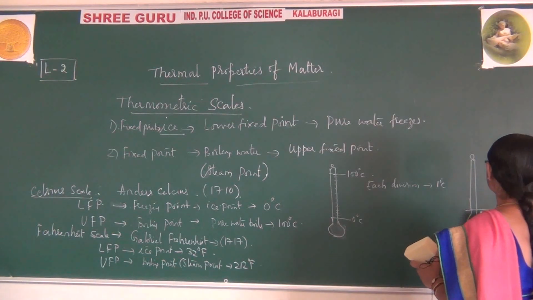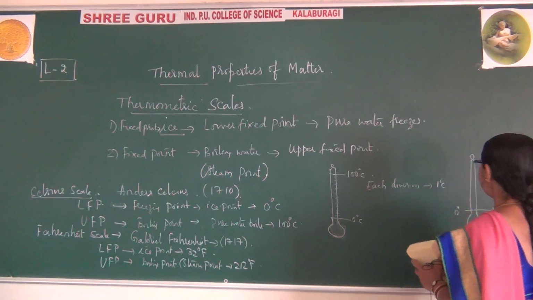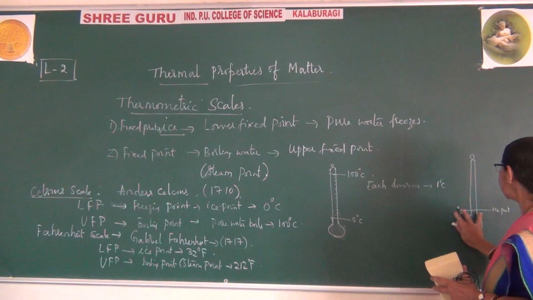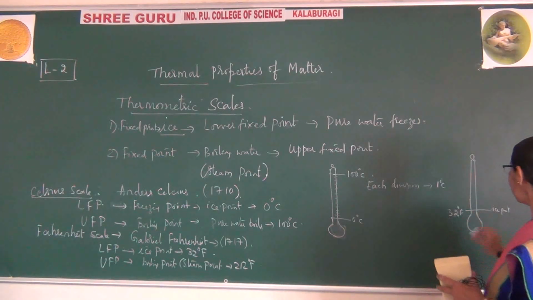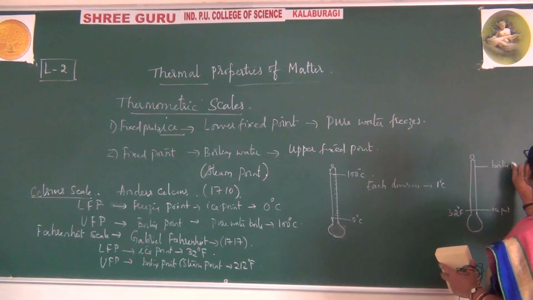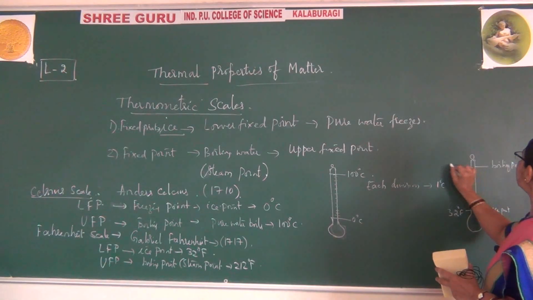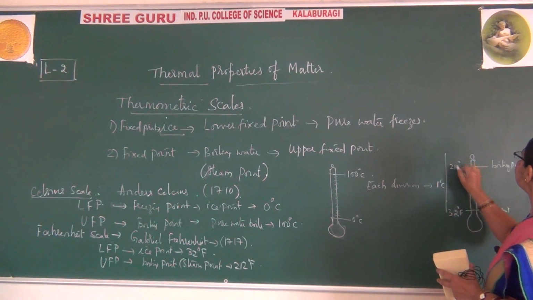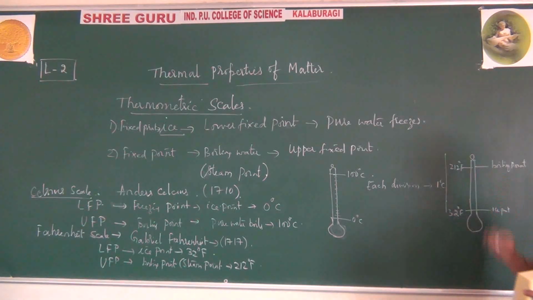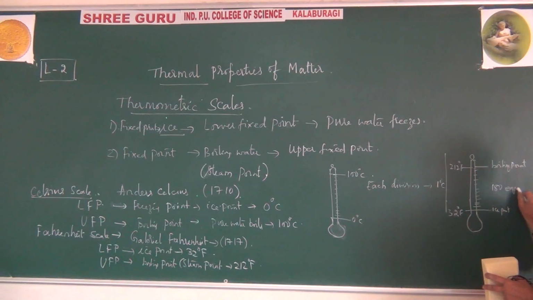This is the ice point. Sorry, in his scale the ice point is taken as 32 degrees Fahrenheit, and he observed this is the boiling point, where it was 212 degrees Fahrenheit. But in between it was divided into 180 equal parts. He observed here 180 equal parts.